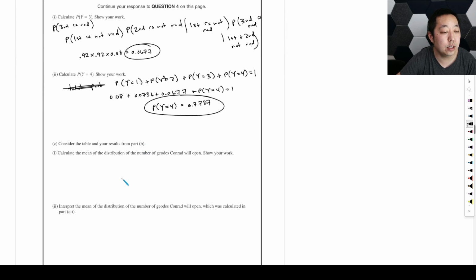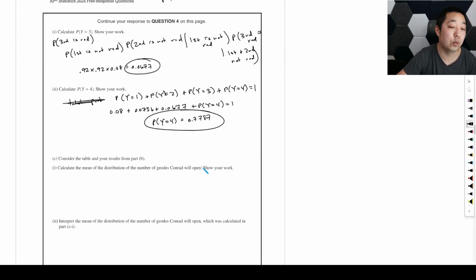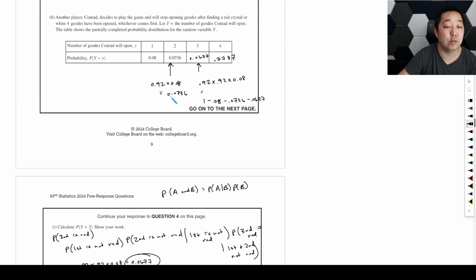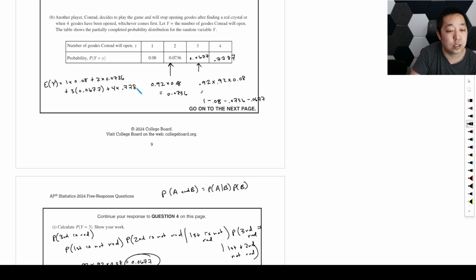Okay. Consider the table and the results from part B. Calculate the mean of the distribution number of geodes Conrad will open and show your work. So how do we do expected value, right? The expected value of y is you're just going to do the count times the probability. 1 times 0.08 plus 2 times 0.0736 plus 3 times 0.0677 plus 4 times 0.7787, right? So we're just going to do that, and that is how we calculate the expected value.